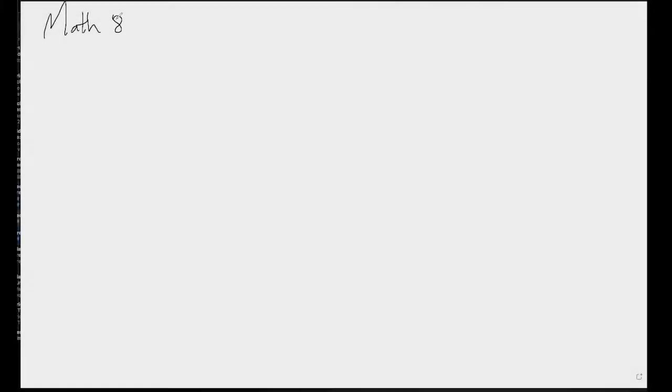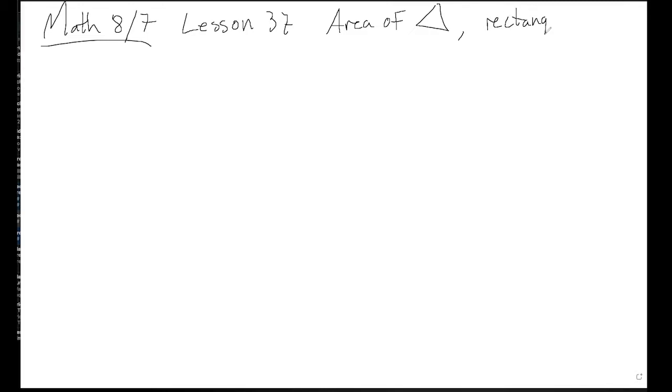Math! We are going to do lesson 37 and 38. We'll start with 37 because that comes before 38. And we're going to find the area of a triangle. And then we're also going to do more rectangles, but this is more advanced. Rectangles part 2 is a good way to put that.